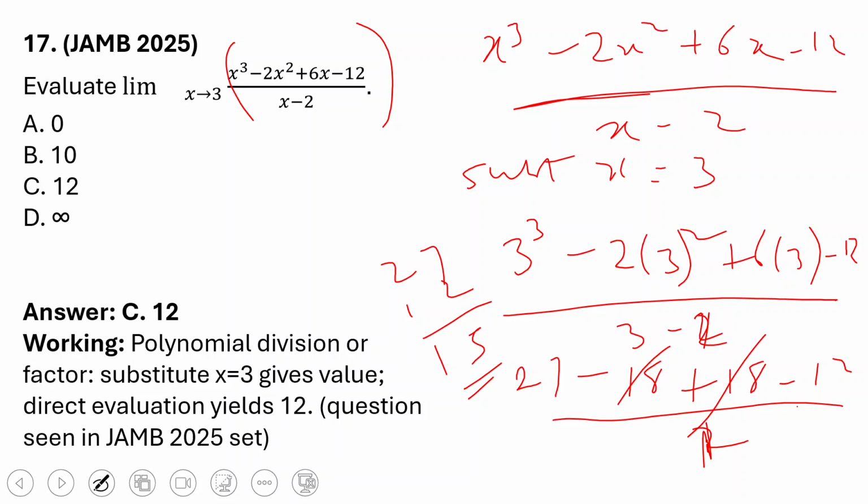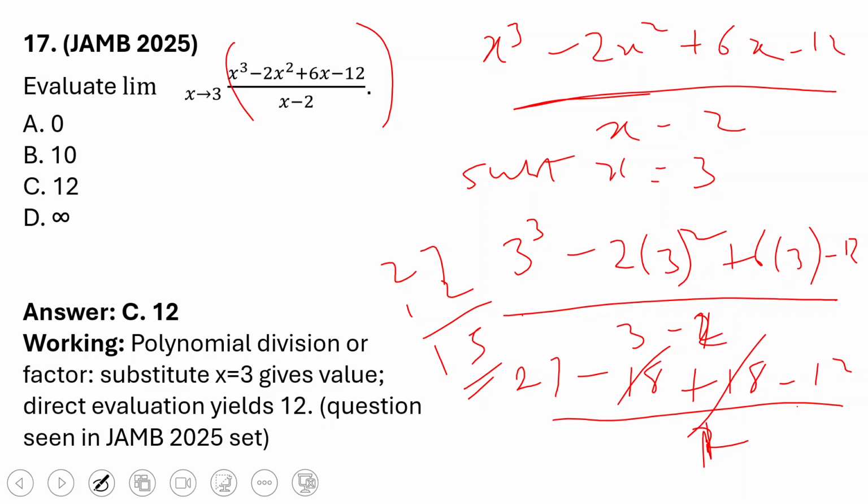Substitute 3. 3 times 3 is 9. 9 times 3: 3 times 3 is 9, 9 times 3 is 27. Yes. Then 3 times 2: 3 times 3 is 9, 9 times 2 is 18. 3 times 6 is 18.